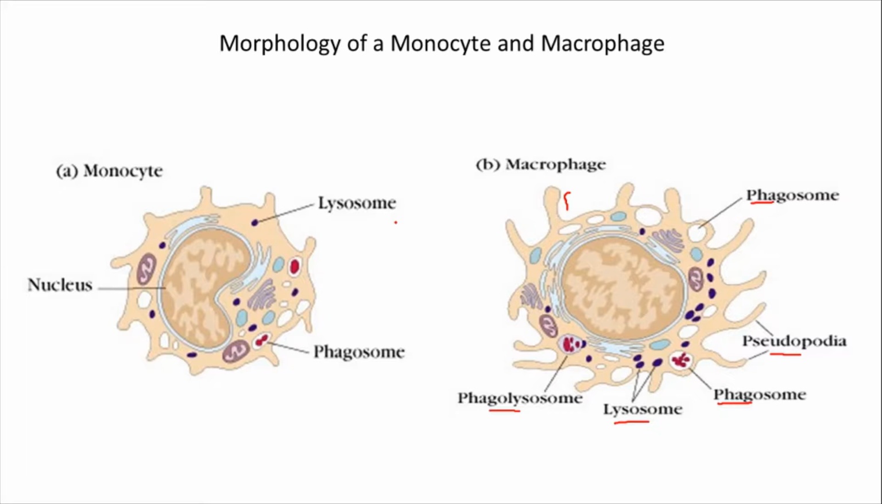This is the morphological differentiation. Compared to this, the microscopical difference and biochemical difference are there. It's a very huge difference. We can study it later. Only the morphological observation is the basic difference.